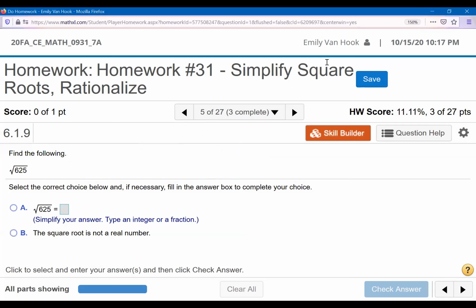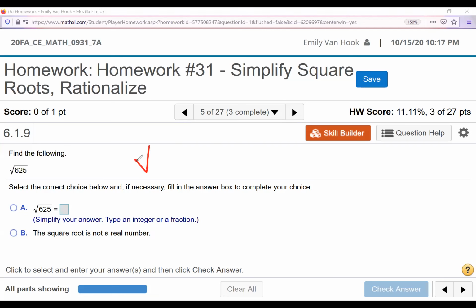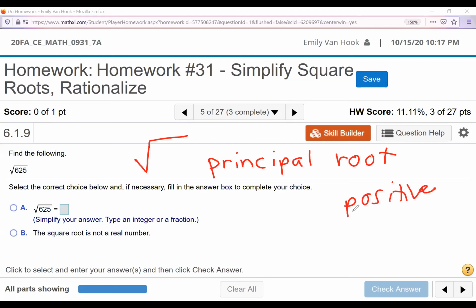Number 5, all right, find the following, the square root of 625. Now I'm saying square root, but I'm not seeing those words. Now we're seeing that actual symbol, which means there's only going to be one answer. Okay, so just remember this symbol that maybe you've gotten used to seeing, it really is a symbol for principal root, so only the positive answer. Okay, so I'm just kind of jotting that down.